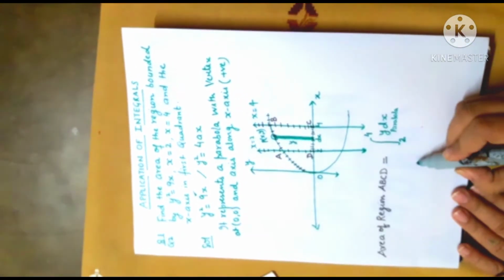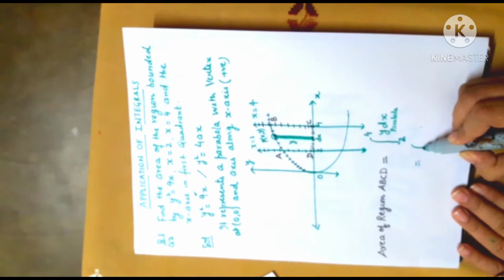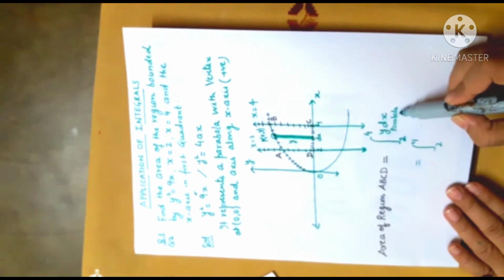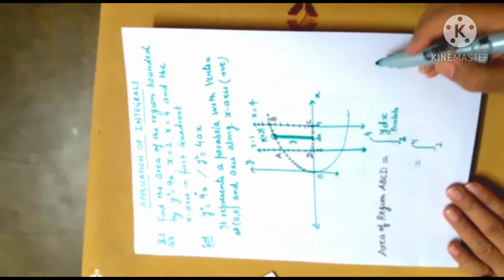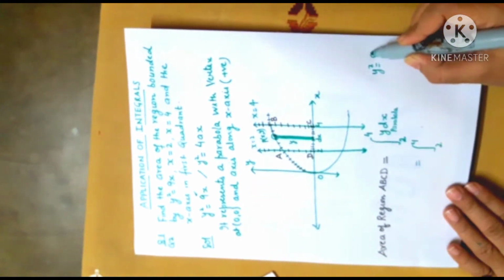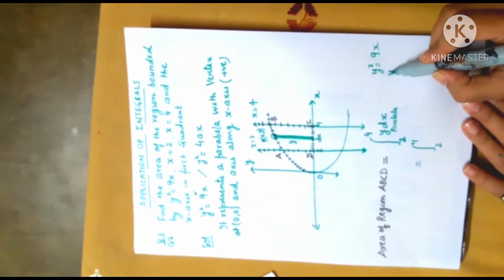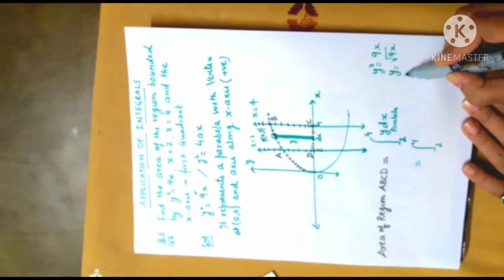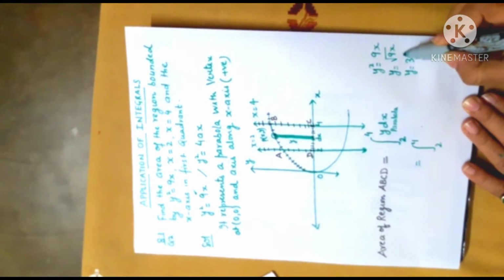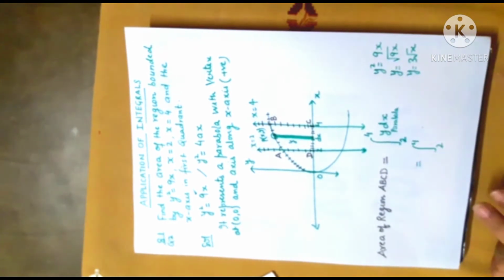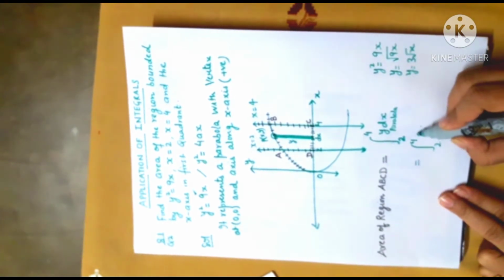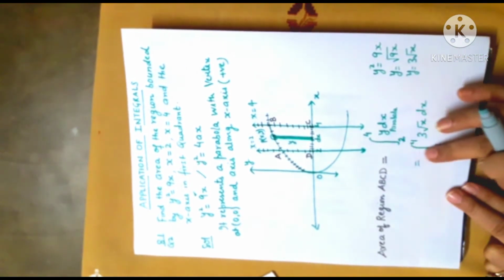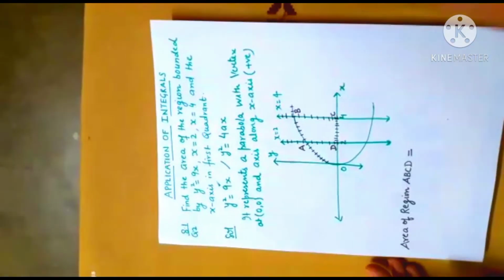So area of region ABCD will be equal to integral from 2 to 4. Yes, I want y of parabola. The equation of parabola is y square equals 9x. So from here, y of parabola will be square root of 9x. That is, y will be equal to 3 root x. Right? So I'll put this value here. So it will be 3 root x dx. Now I need to compute this integral.